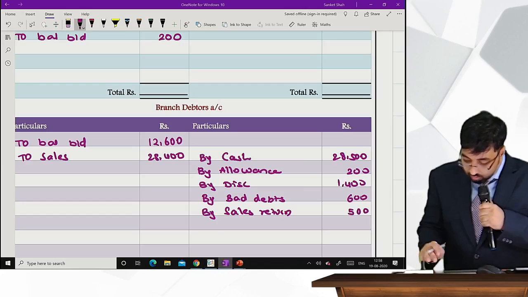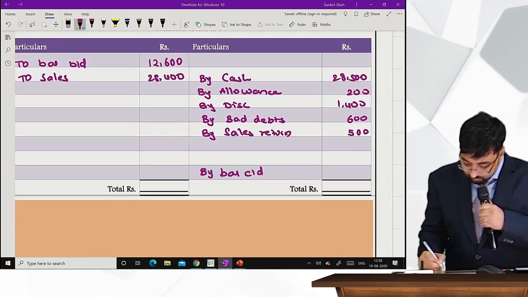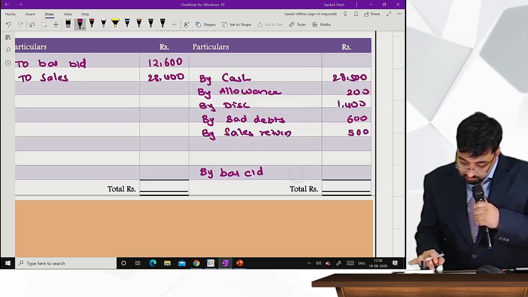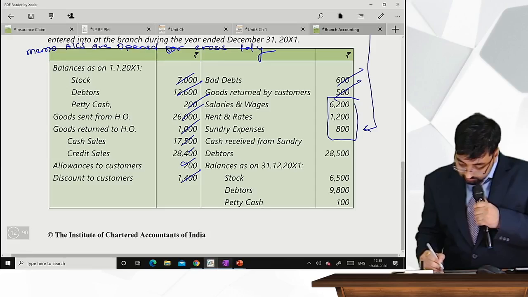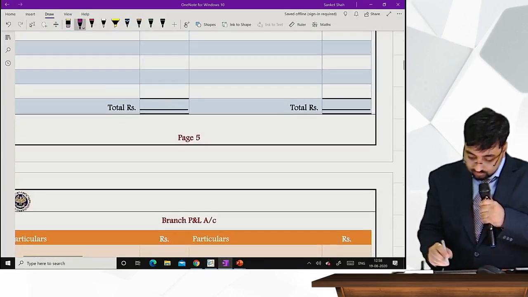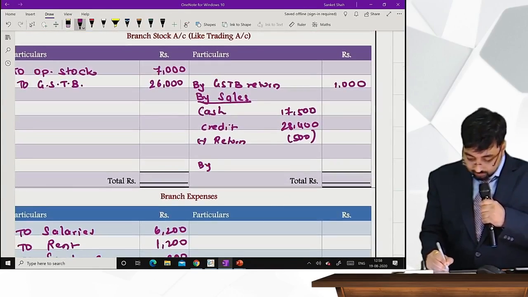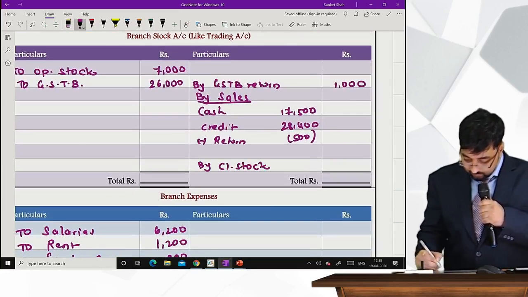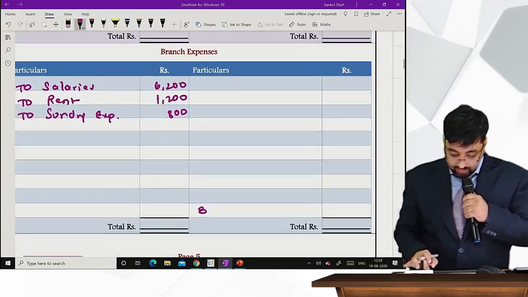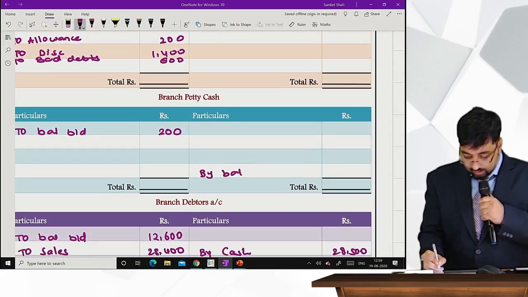So stock, debtors and petty cash. Now we will write all closing balances by balance carried down. Debtors, tell me debtors amount: 9,800. What is closing stock figure? By closing stock 6,500. And petty cash by balance carried down 100.